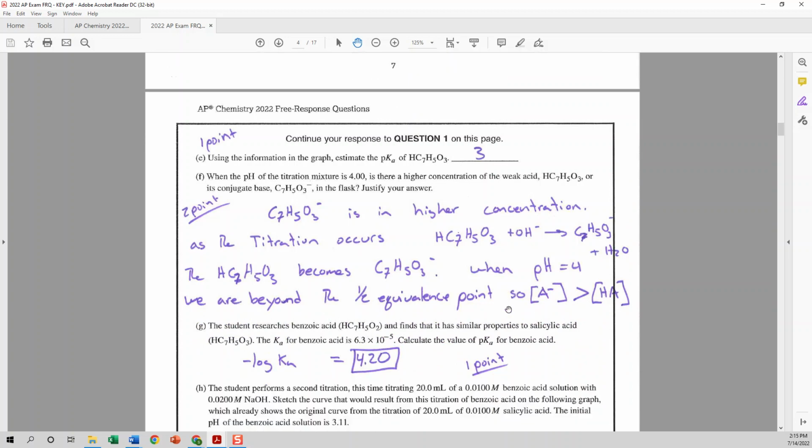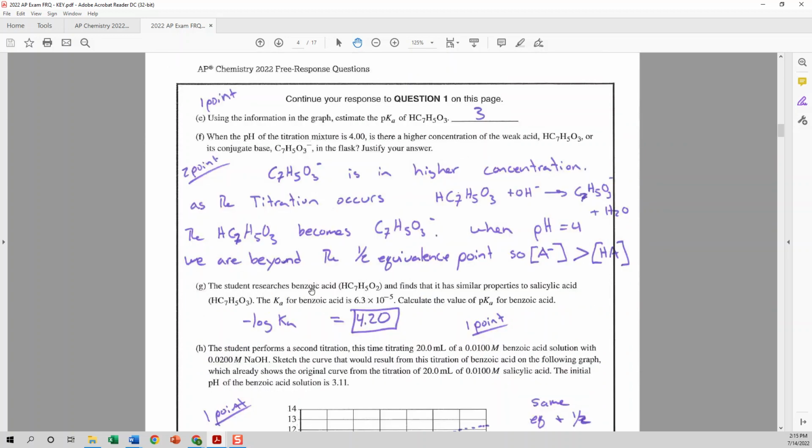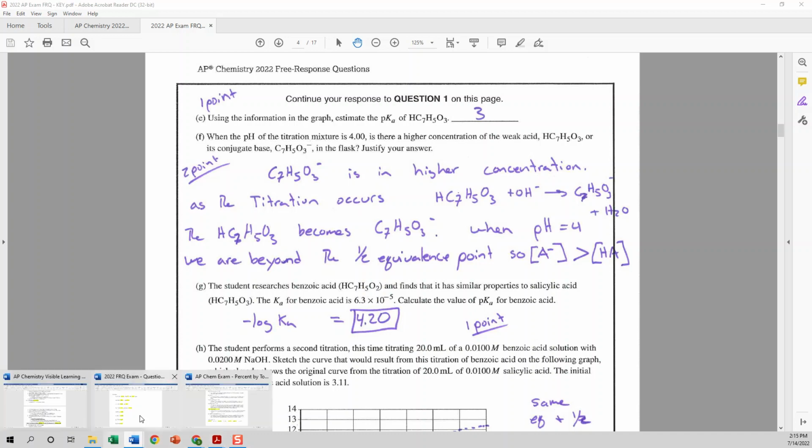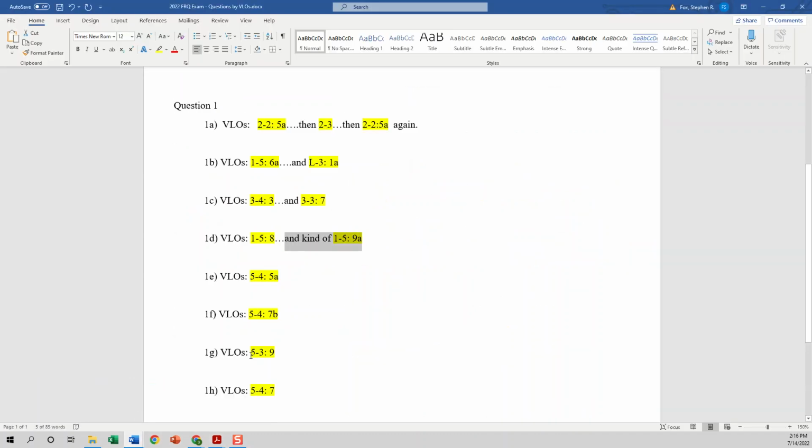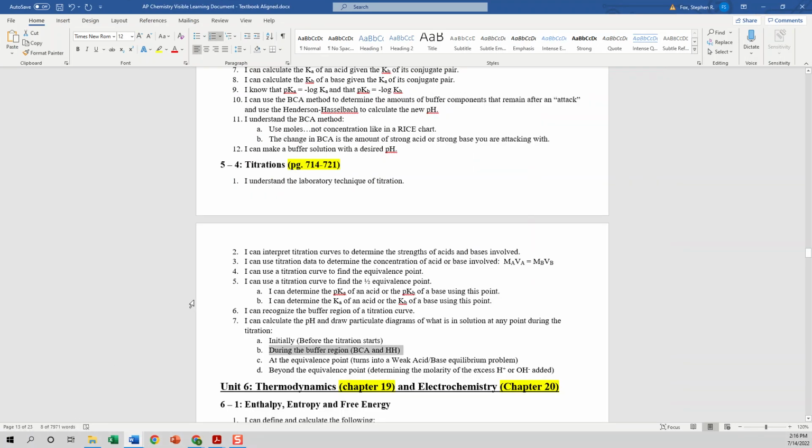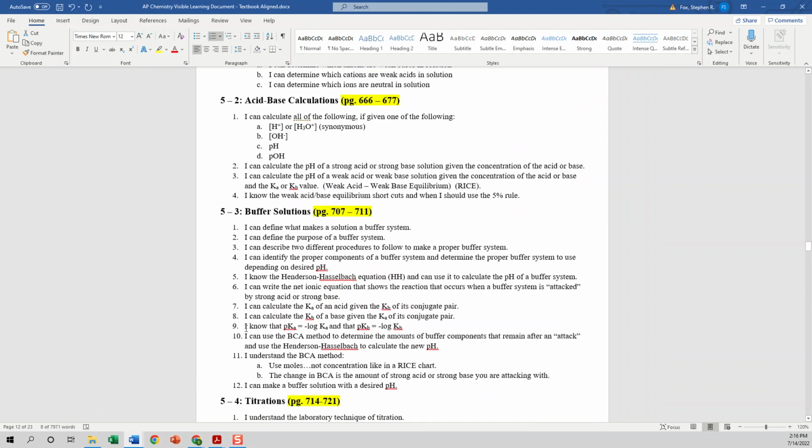Okay. So let's go to G. The student researches benzoic acid and finds that it has similar properties to salicylic acid. They give us the Ka for benzoic acid, and they ask us to calculate the pKa of benzoic acid. So that's really easy. And again, let's go to the VLOs. G, 5-3.9. I know that pKa equals the negative log of the Ka.